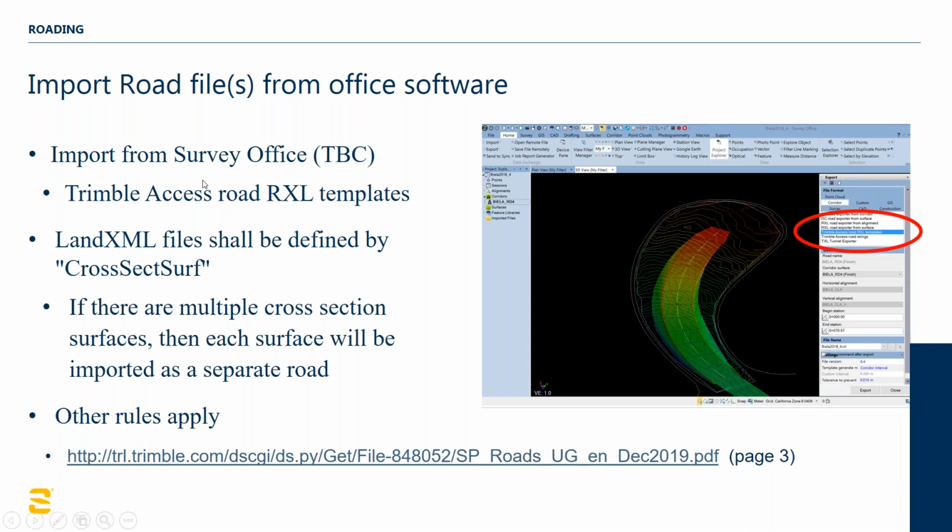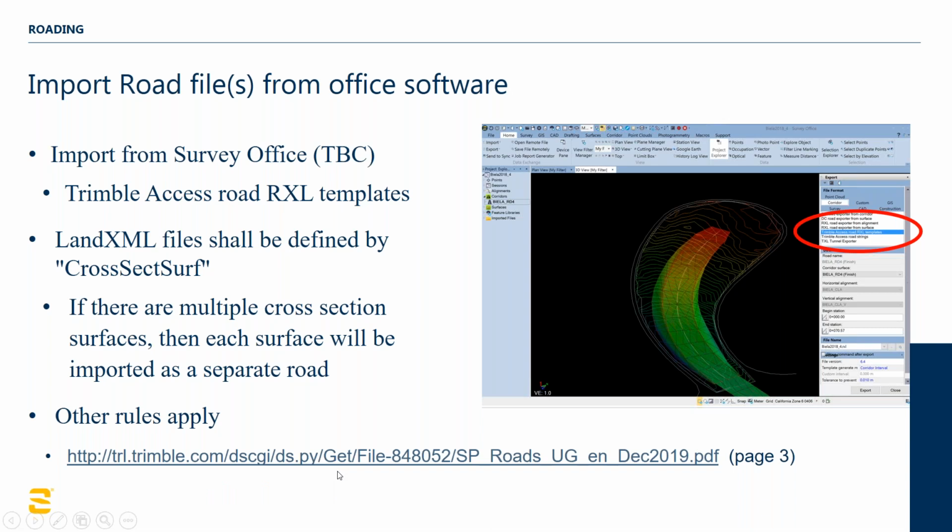If you're using Trimble Business Center or Survey Office, several of the templates work, but the best template over here on the export feature, export road, or actually inside the Office software, it's called Corridor, is to use the Trimble Access Road RXL templates. That works the very best for Survey Pro's purposes.